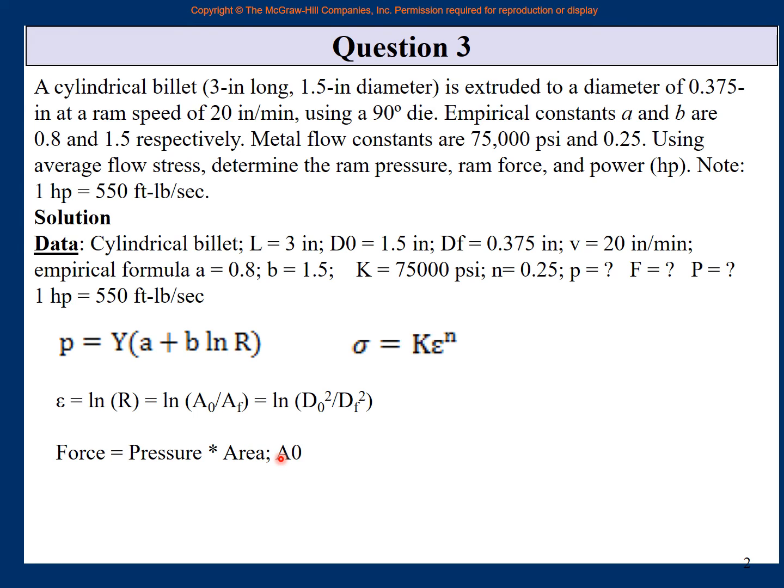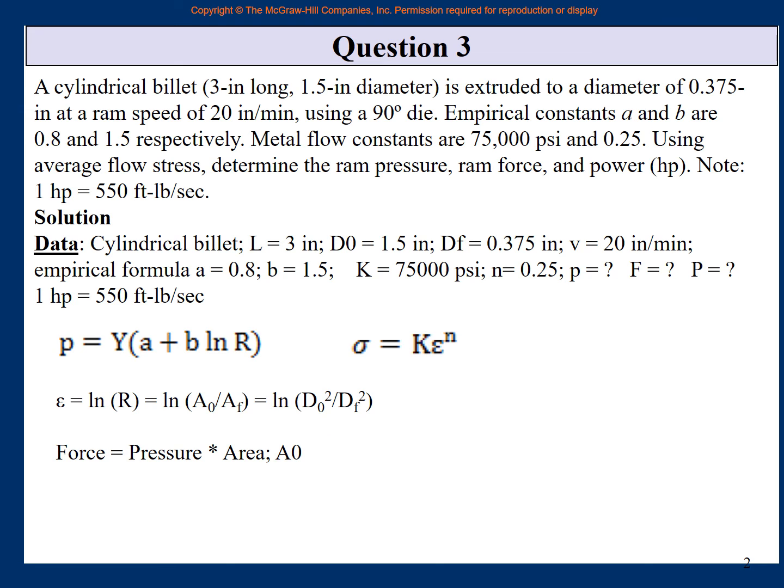When they ask what will be the pressure in extrusion or what will be the force in extrusion, it is the force applied on the full billet, not at the end of the process. Yes, if they ask in the question what is the force at the end of the extrusion process, then you use the area of the final product. But here just use the initial diameter to find the area. So you have found the pressure, and just multiply it by pi by 4 a naught square, and you have the force, right?